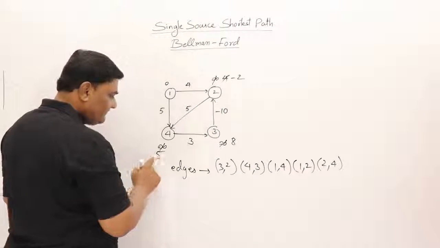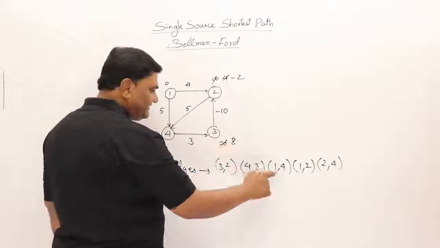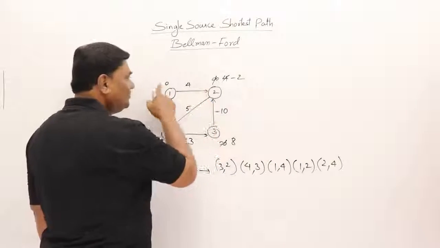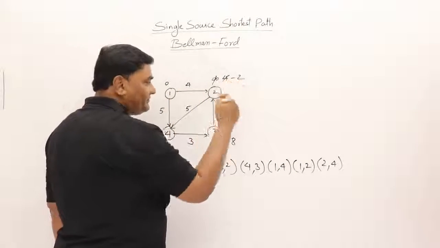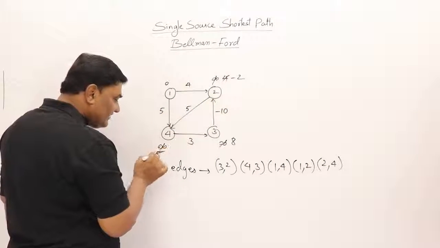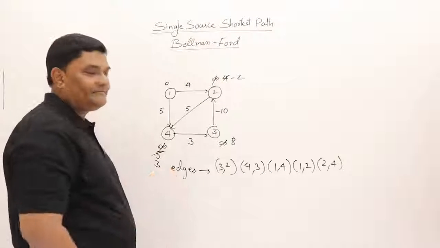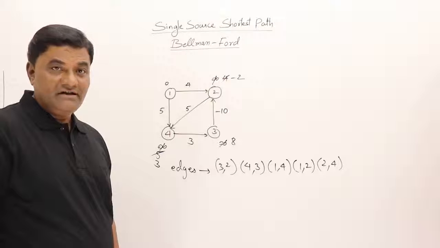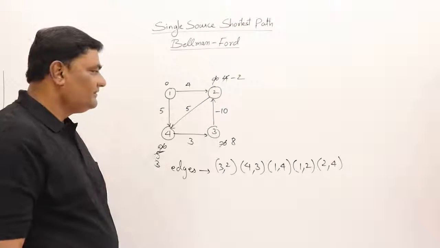Then 4 to 3, 5 plus 3 is 8, 8 is there. 1 to 4 is 5 only. 1 to 2, 0 plus 4, so minus 2 is better. Then 2 to 4, minus 2 and 5 is 3. This 4 is changing. Right? So this was the third time I have done and I got this answer.